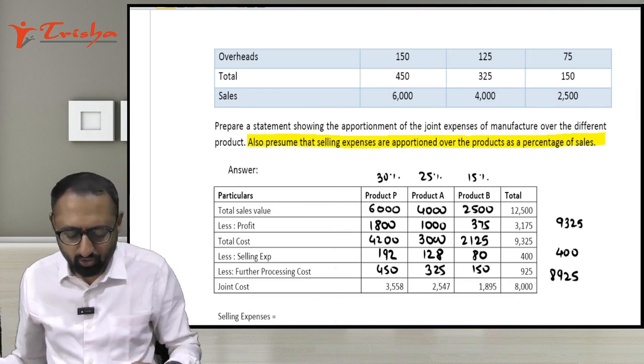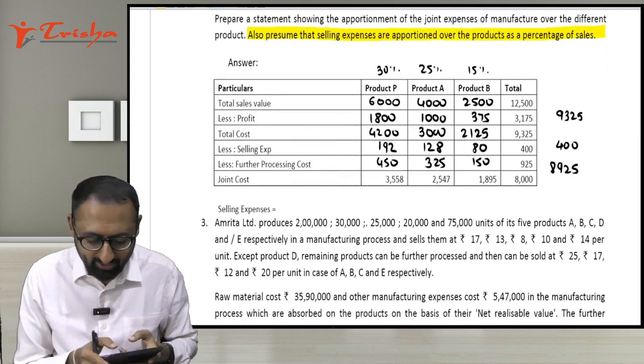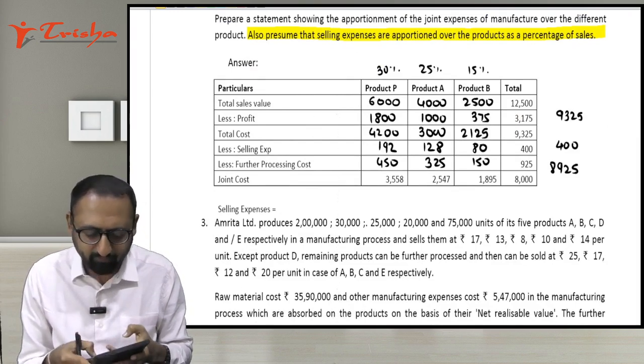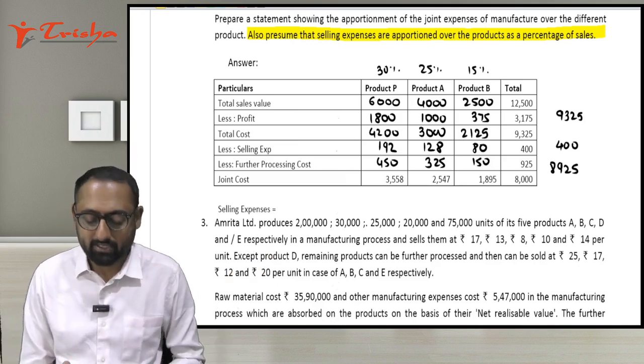Now you'll get the total joint cost. You can check that 4,200 minus 192 minus 450 is 3,558. Obviously, the other one will be the same.